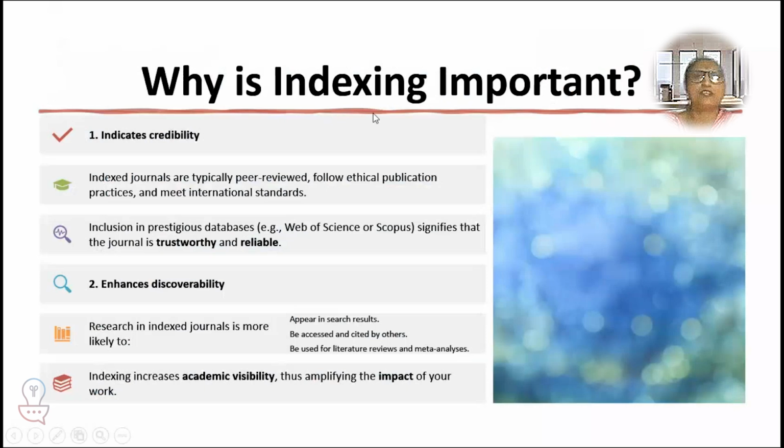Now we will see why this indexing is important. It indicates credibility, meaning indexed journals are typically peer reviewed, follow ethical publication practices, and meet international standards. So inclusion in prestigious databases signifies that the journal is trustworthy and reliable. So whenever you go for choosing any journal or conference for your publication, you should verify that the particular journal is indexed or not.